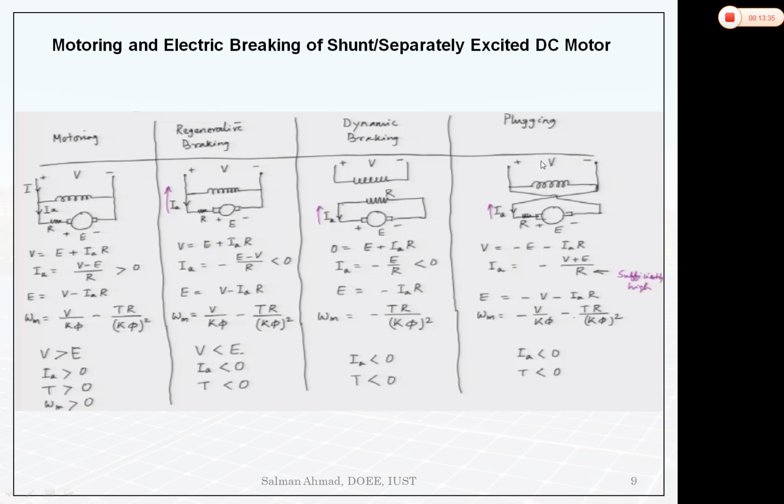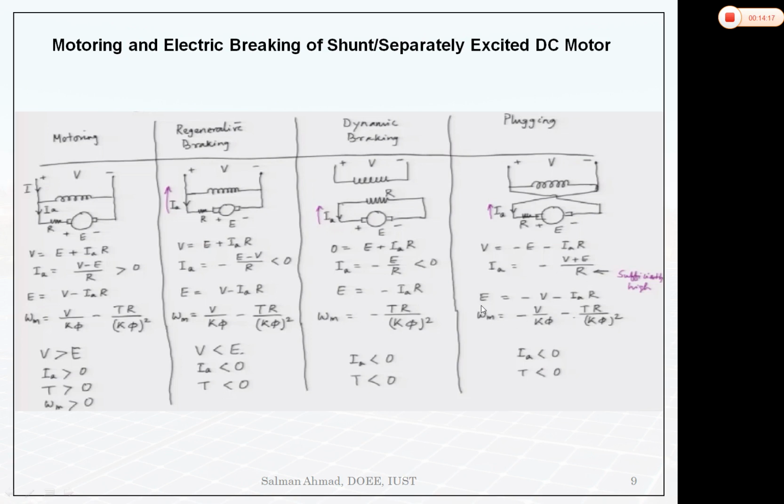So in plugging, we have reversed the connection in the armature circuit. So we are having V is equal to minus E minus IA into R. So IA we are getting as (V plus E) upon R, and this number is negative now because we are having one minus sign here. For plugging, this R, the armature circuit resistance, is the total resistance, which is the summation of armature winding resistance and the external resistance connected in the armature circuit, to limit this high current that I discussed previously.